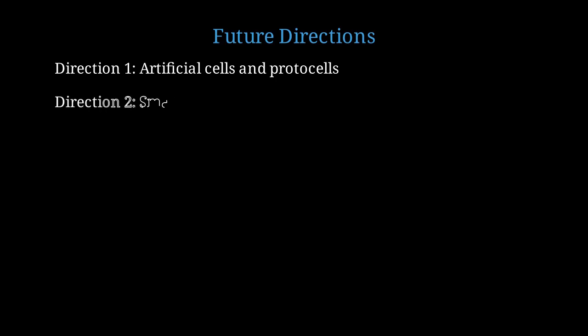Looking toward the future, several exciting directions are emerging in microfluidic encapsulation research. Direction 1 is creating artificial cells and protocells. Researchers are using encapsulation to build synthetic cells from the bottom up, containing DNA, RNA, proteins, and metabolic pathways. Direction 2 is smart responsive capsules that can sense their environment and release cargo on demand in response to specific triggers like pH, temperature, or light.